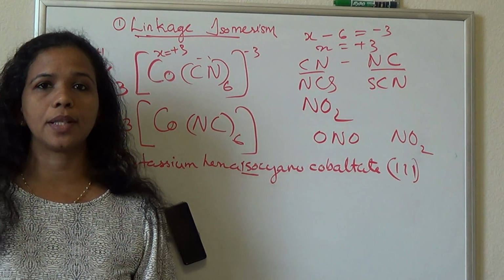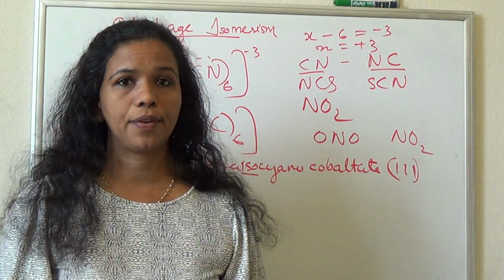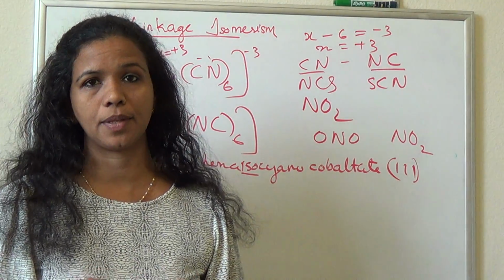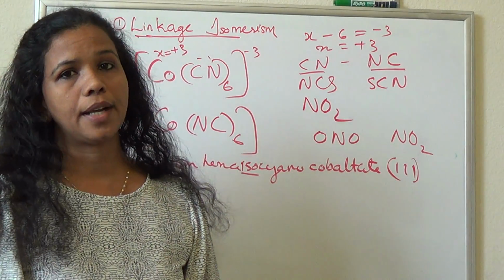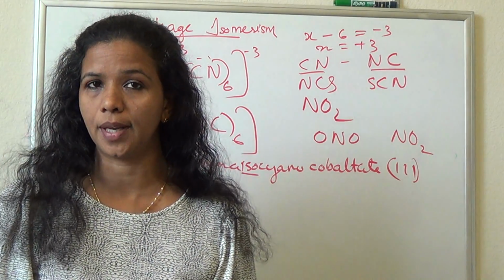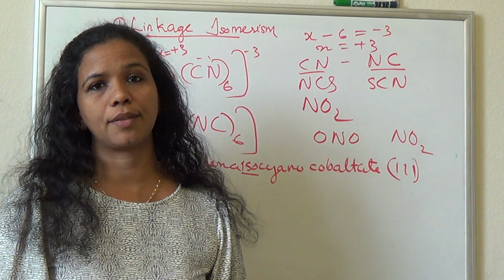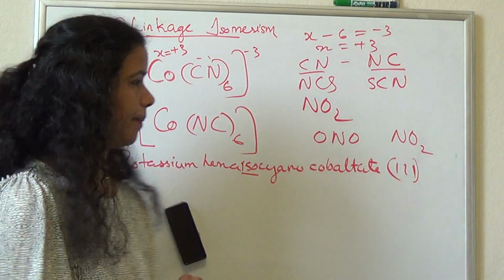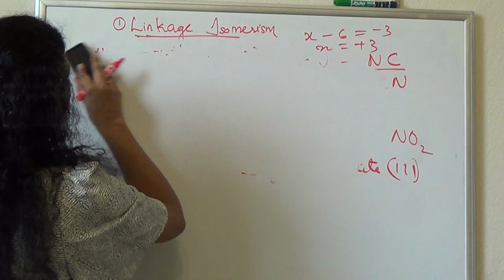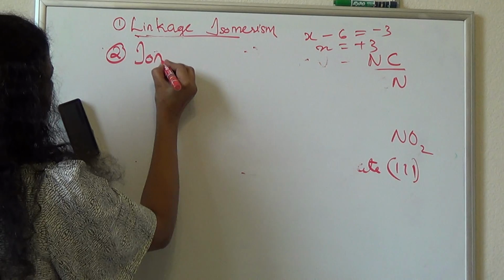Linkage isomerism is shown by coordination complexes which contain an ambidentate ligand and differ only in the linked atom to the central metal atom. So isomerism which differs in the atom bonded to the central metal atom is called linkage isomerism. It is usually shown by coordination complexes with ambidentate ligands. Then the second one is called ionization isomerism.